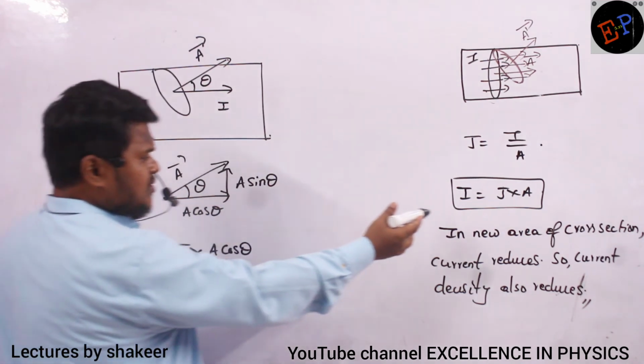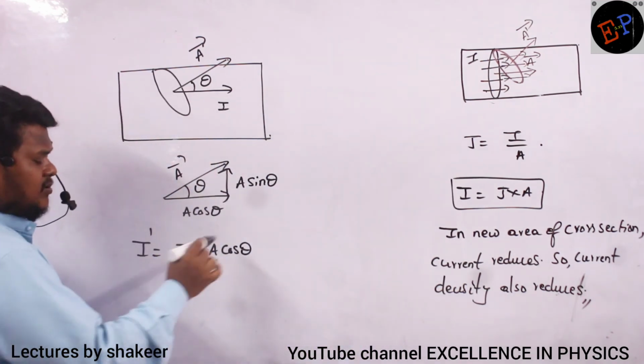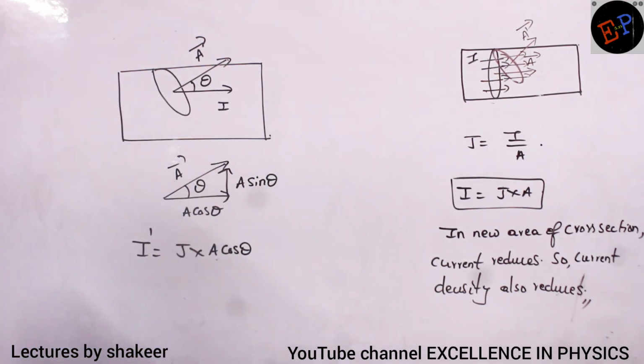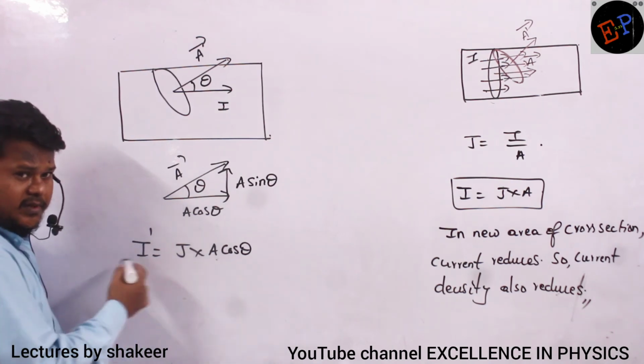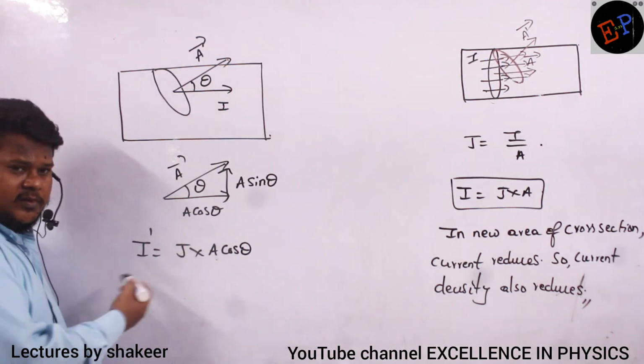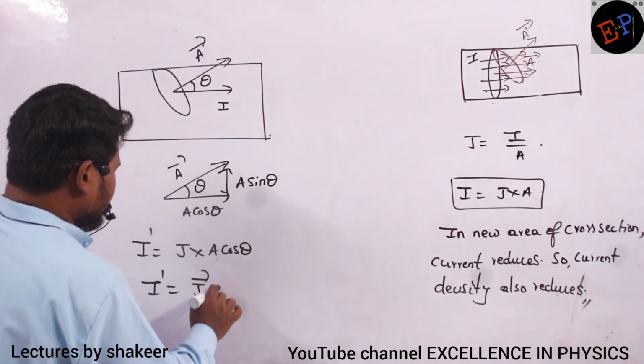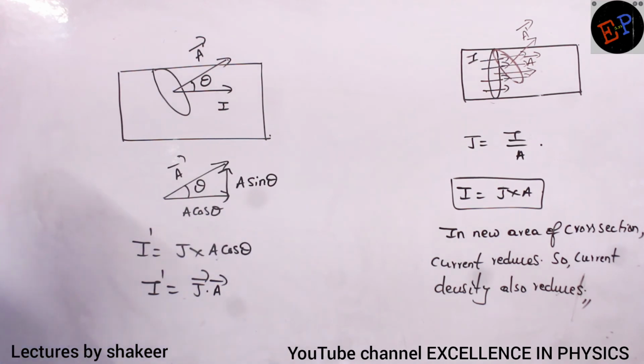But previously, what was the value of current? J into A only. But here I am getting J into A cos theta. So when you look at this equation, what do you understand? It is in the form of a dot product, no? So I will write I dash is equal to J dash dot A dash. This is how I can write. Are you able to understand?